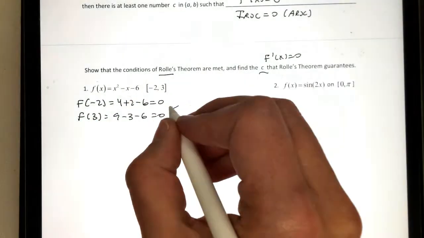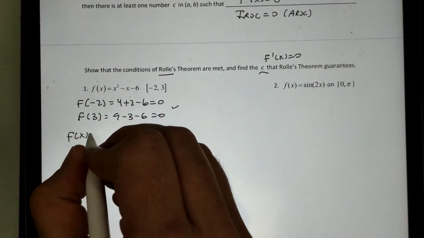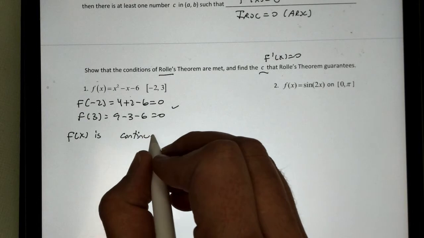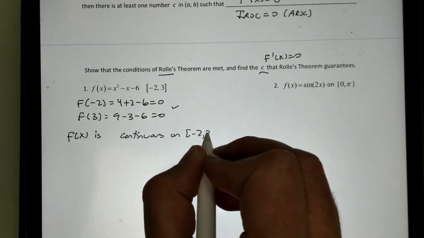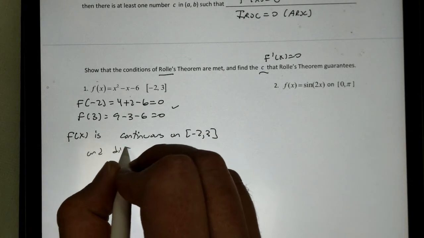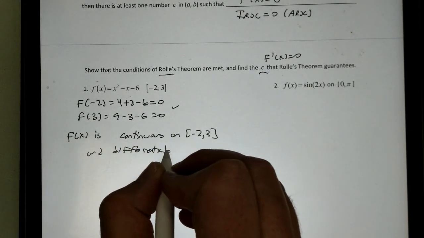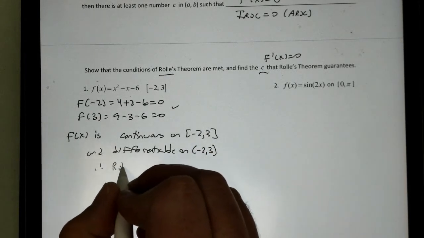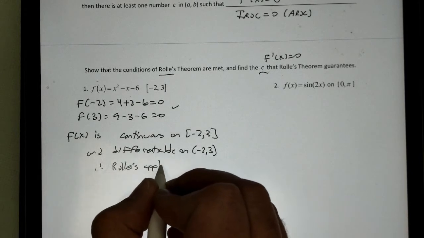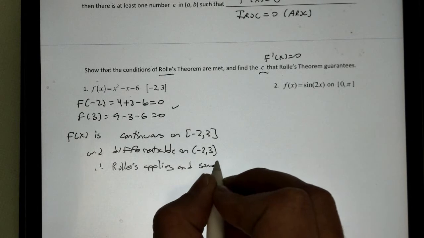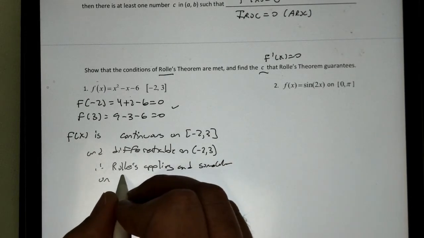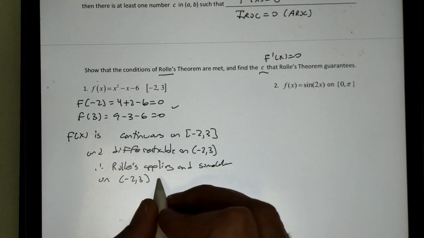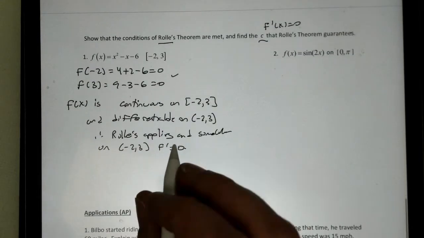So we can say, well, since this condition checks out, f of x is continuous on the closed domain -2 to 3 and differentiable on the open interval -2 to 3. Therefore, Rolle's holds, or Rolle's applies, just like MVT applies, and somewhere on that domain, -2 to 3, the slope, the derivative, has to be 0. So there it is. There's our answer.